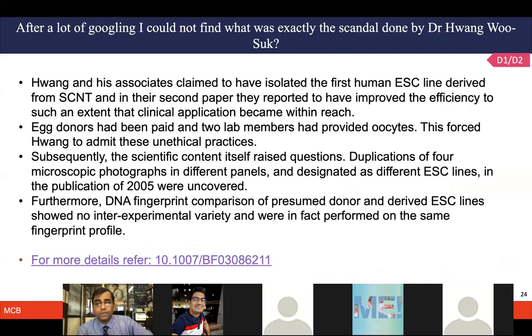Other question is that the scandal done by Dr. Wong Woo Suk, which I talked in the context of cloning of different animals, especially also we talked about embryonic stem cell based work. So yeah, Dr. Wong Woo Suk, he was really a great scientist to say, because he really showed a lot of interesting ways of cloning animals.